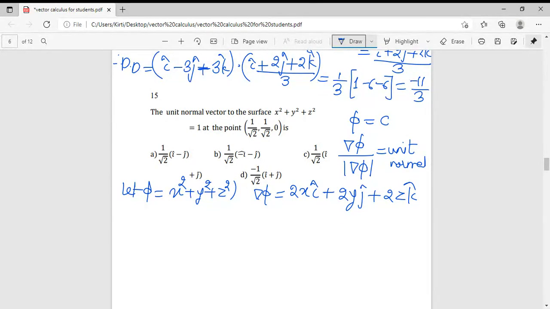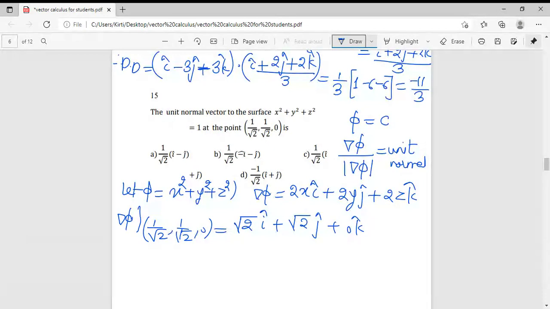Now let's find out its value. Del phi at the given point, that is 1 by root 2, 1 by root 2, 0. So what we have? So it is root 2i, if I put x as 1 by root 2 over here, right? Then root 2j and 0k. So this is the value of del phi at the given point.